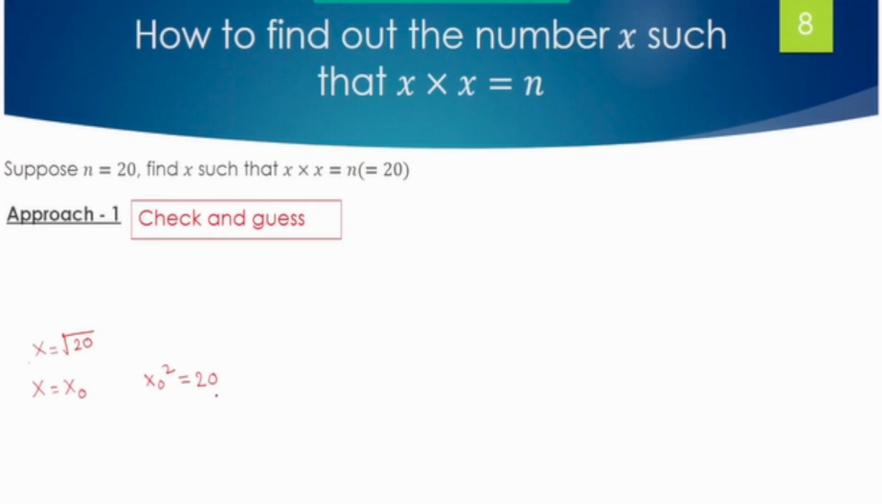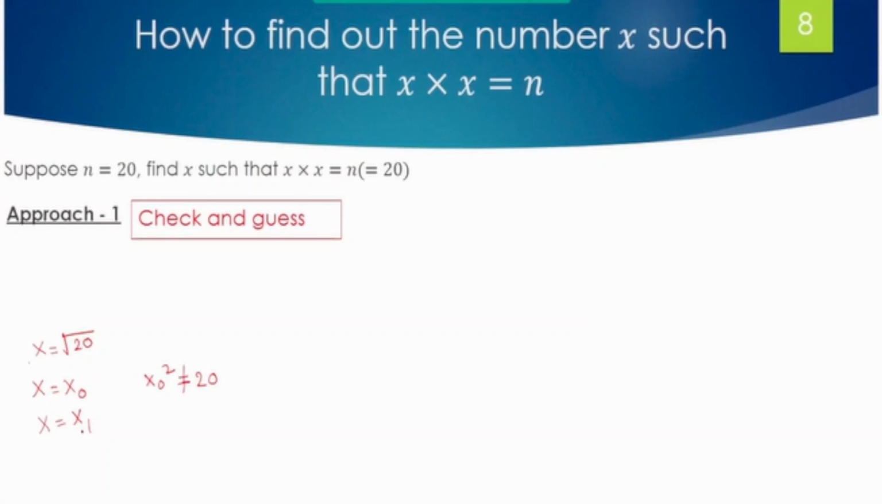But since x0 is a random number, arbitrarily chosen number, so most of the time you will get something which is not the actual value of root 20. So most of the cases we will get that x0 square is not equals to 20. Now the point is, if it is not equals to 20, then what we will do? We will now update the value of x with a newer value x1, and we will hope this will provide a little better solution than the previous one.